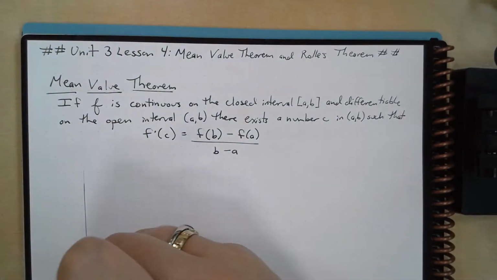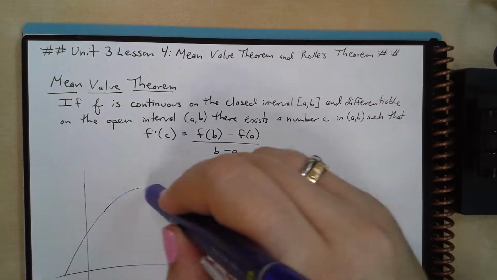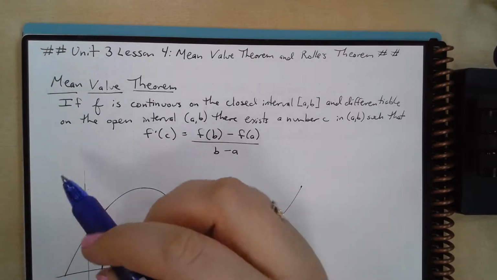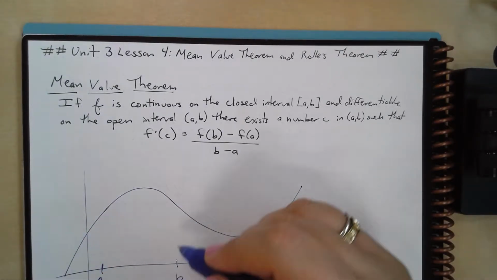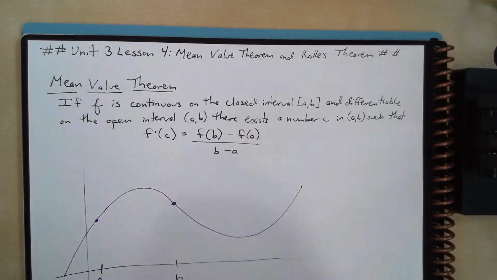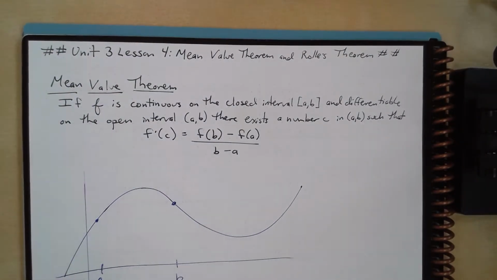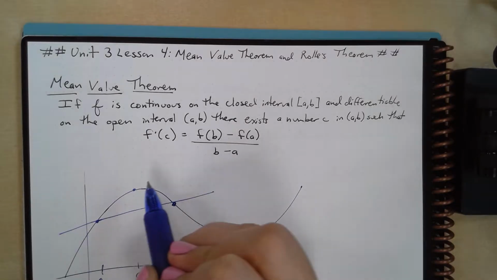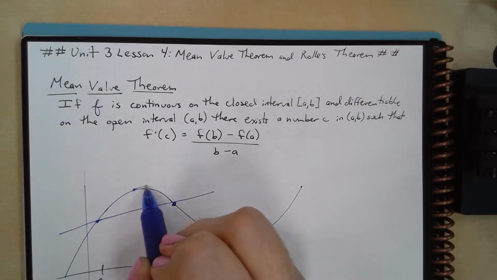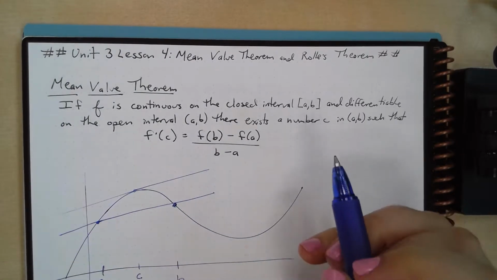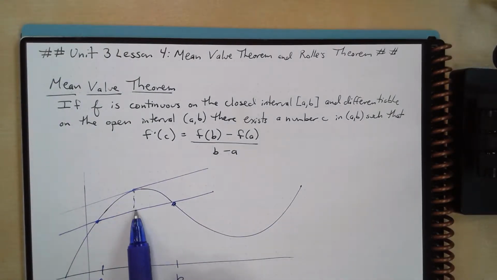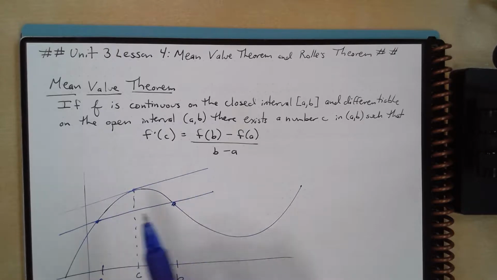Let's draw a graph and see what this looks like. If we have a function that looks like this, and we've got a point a and a point b, here's b, here's a. If this is differentiable, then there must be a point c between them where the slope at c is going to be equal to the slope between f of b and f of a. So these lines are parallel. That's all it says.